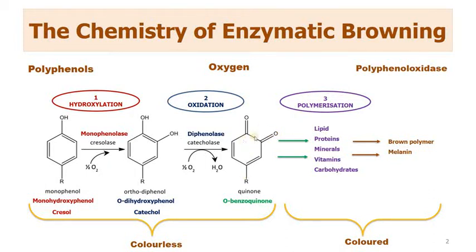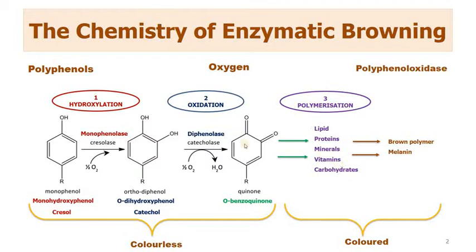So in that way, when they are highly reactive, they then go to step number three, that is known as polymerization. Because they are so highly active, they want to react with anything else that's found in the system. As we already know, a food product is mainly composed of carbohydrates, protein, and lipids. So because those quinones are highly reactive, they want to polymerize with the other food components. And that process is called non-enzymatic polymerization.